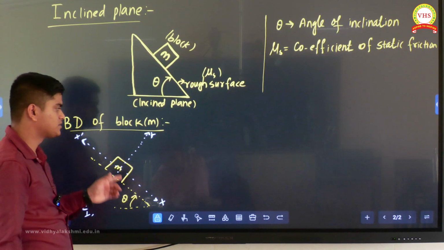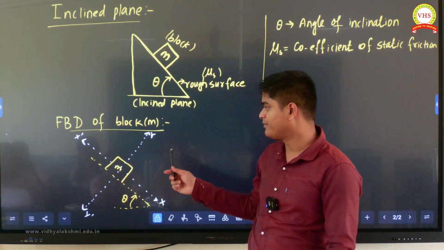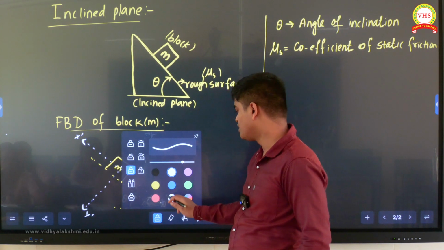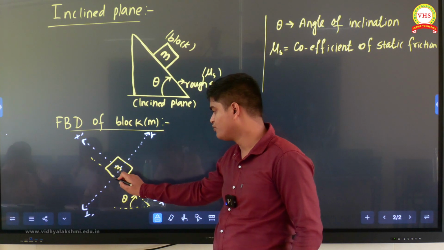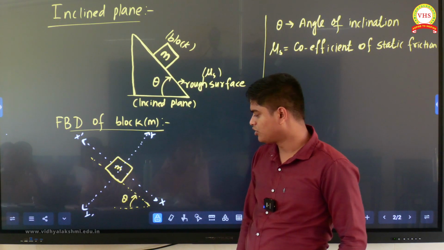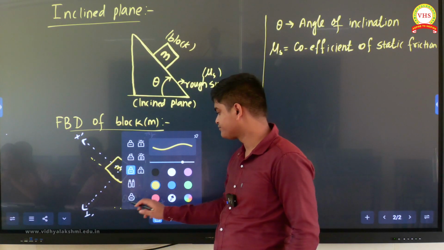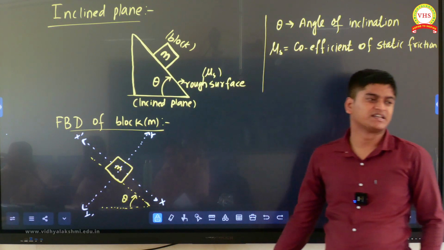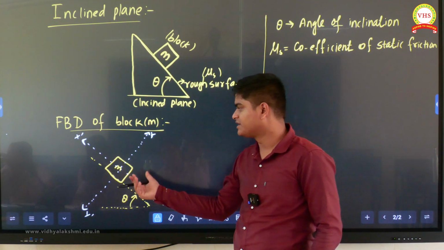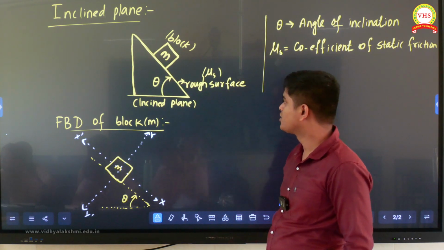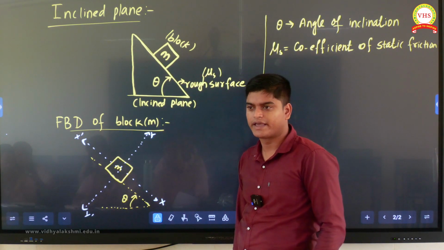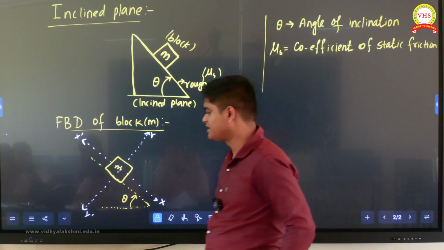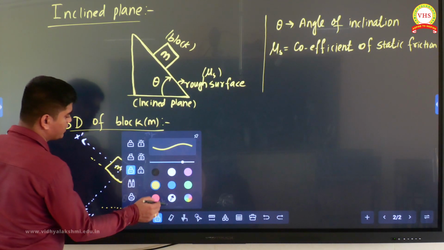Why am I considering this? Because when you do a free body diagram, you want to understand the motion of the object, how it is moving, and what its acceleration is. We have considered a rough surface, which means friction will exist. You want to understand all of that.